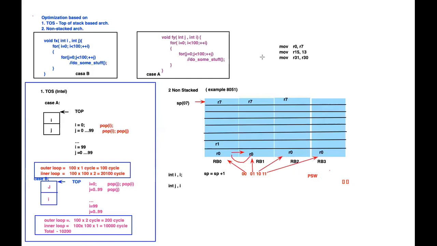So in this scenario, what happens, you will see I here and J here, or J will be here and I will be here in the other case. Only this permutation will change, whether you declare in fx or fy, case A or case B. Maybe J is down and I is up, or I is down and J is up. But both of them are referring to the register, not to the stack. You understand that?